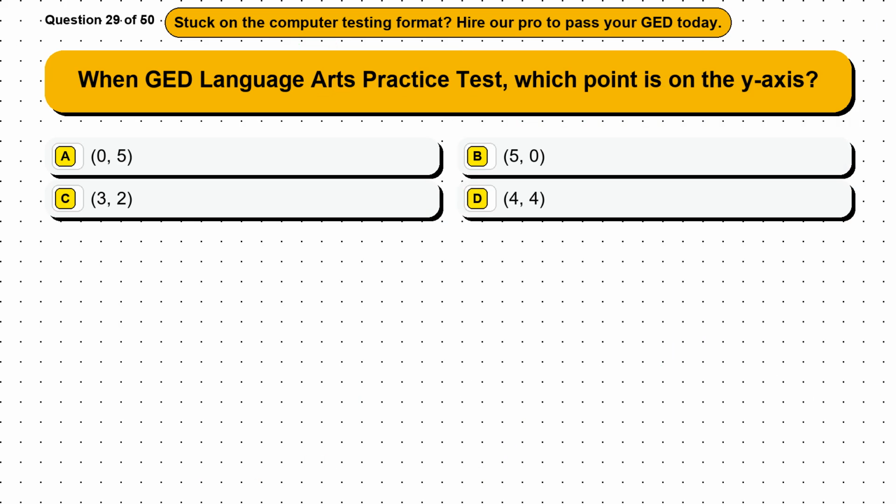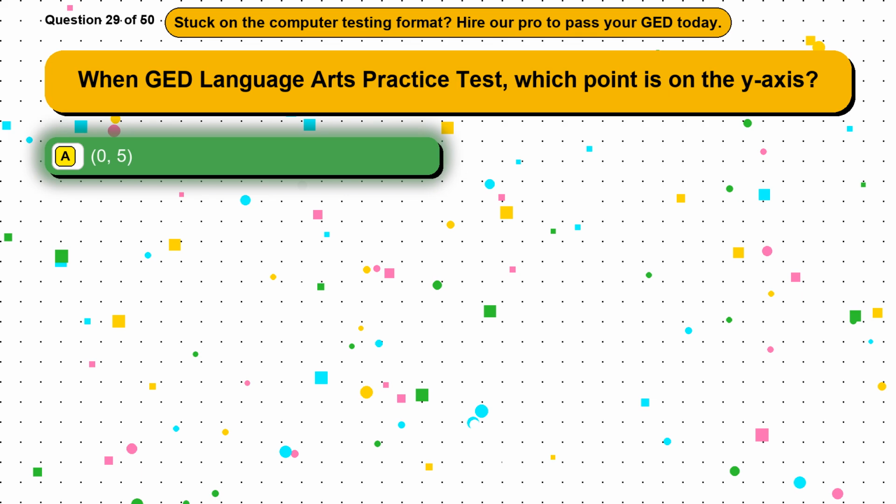Question 29. When GED Language Arts Practice Test, which point is on the y-axis? Option A, 0, 5. Option B, 5, 0. Option C, 3, 2. Option D, 4, 4. The correct answer is option A.